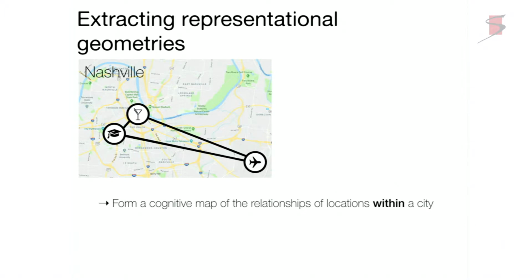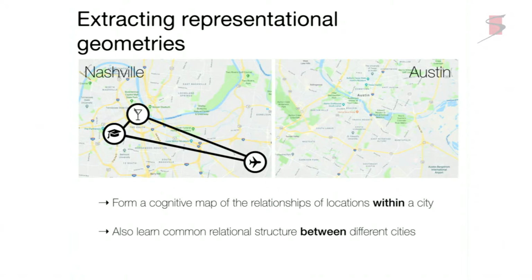Right, so this is the idea that, again, what we just talked about, you can infer relationships of locations within a city. But the next level that I'll talk about is the idea that you can use these geometric relationships and apply them to new cities. So here's Austin, where I'm from.